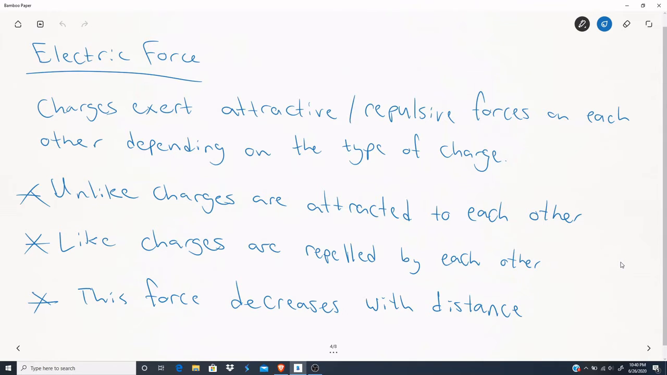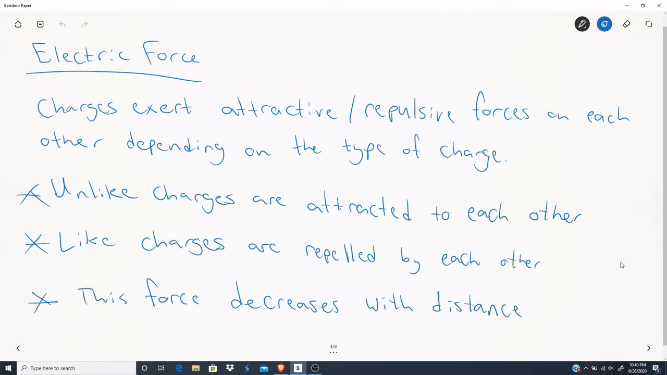Charges exert electrical forces on each other, and we usually call this the electric force. It follows some relatively simple rules, which we'll learn in more detail later. Basically, charges will be repelled by each other if they're the same type. So positives are repelled by positives, and negatives are repelled by negatives. But if charges have opposite types, like one is positive and one is negative, then they'll be attracted.